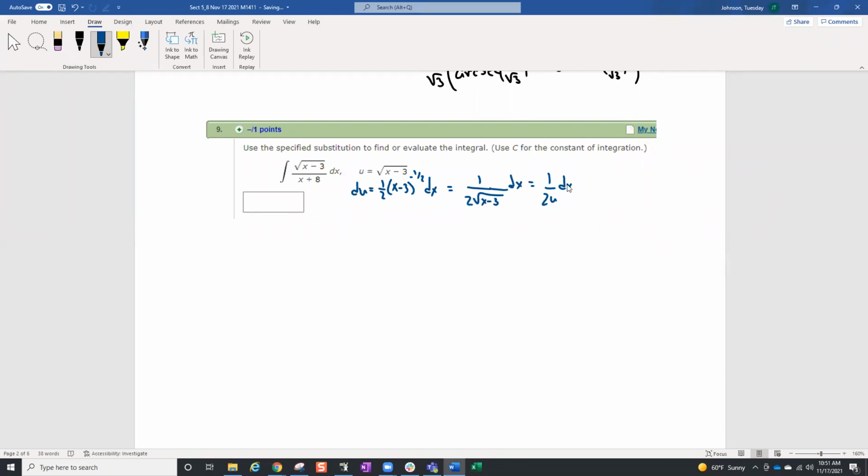So du is 1 over 2u dx. Let me see what we got here. So we can start this out with the square root of u over x plus 8 dx. But there's u and x, so we need more subs. So we know that if u is the square root of x minus 3, then u squared plus 3 equals x.